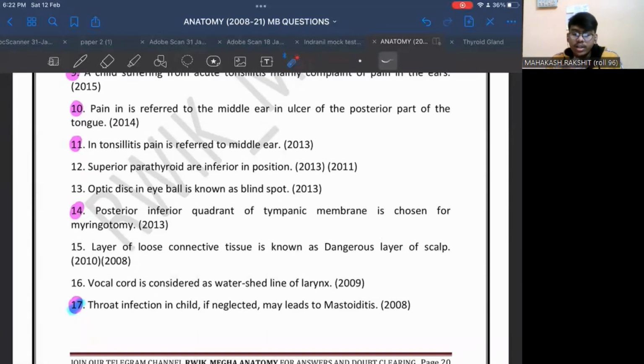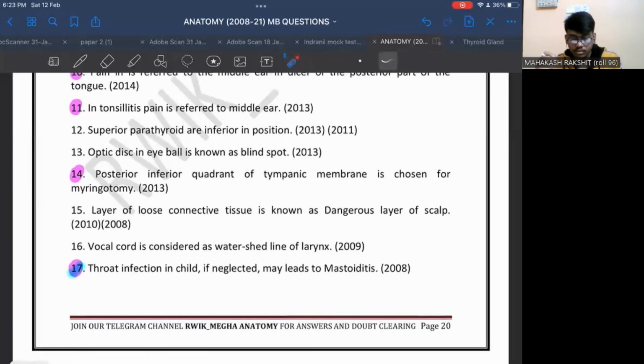What is the 14th question? Posterior inferior quadrant of the tympanic membrane is chosen for myringotomy. Myringotomy means you give an incision in the tympanic membrane for any surgical procedure, that can be drainage of pus from the middle ear cavity also, right? So in myringotomy, you have to find a location in the tympanic membrane which is safe to cut. What does that mean? There should be no important neurovascular structure, right? That location free of neurovascular structures in the tympanic membrane is the posterior inferior quadrant. In the posterior inferior quadrant of the tympanic membrane, there are no important major arteries, vessels or veins. That is why we can make a myringotomy in the posterior inferior quadrant of the tympanic membrane.